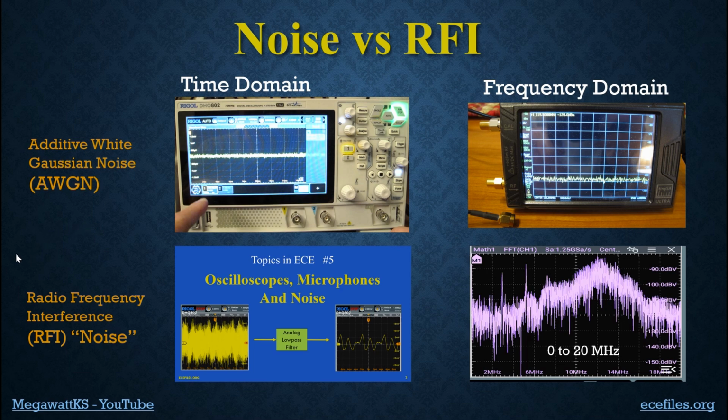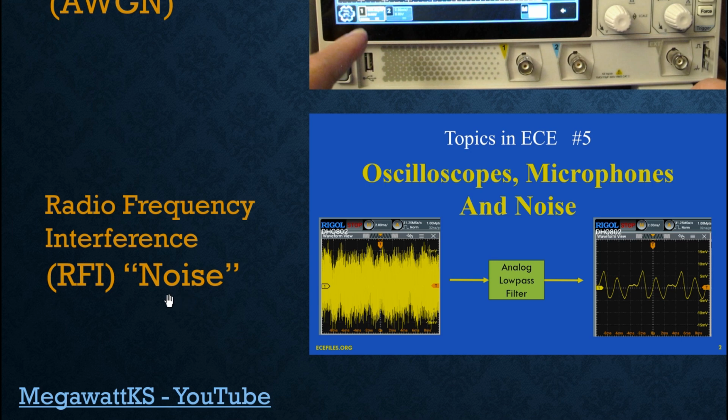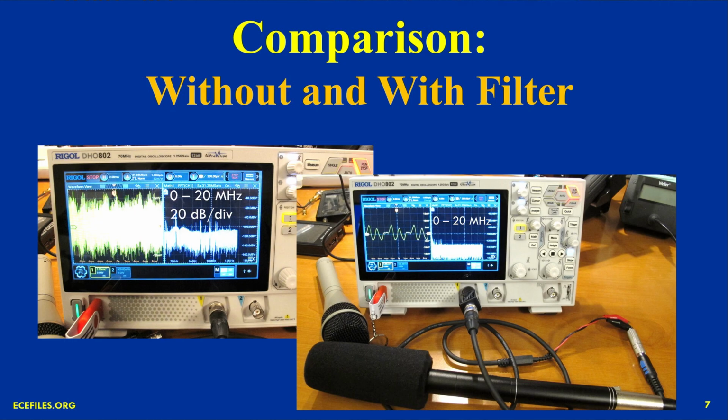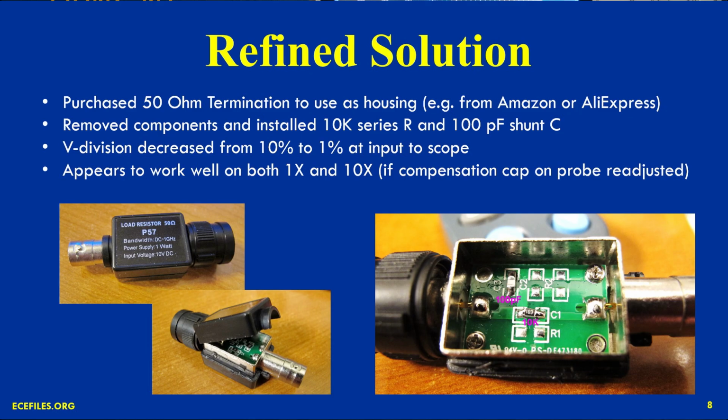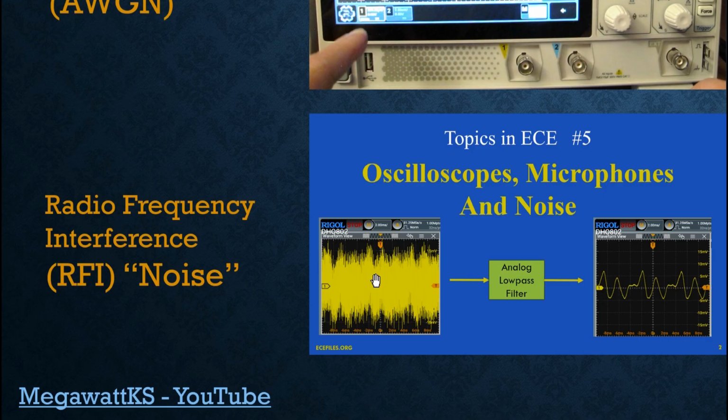Meanwhile, what about RFI? Well, it's a form of noise in the sense we don't want it, but it's different than AWGN. So here's a time domain waveform that I took with a microphone hooked up to the input of the scope. I was looking at how to get the audio waveforms when I sang into the microphone, and I couldn't get them because there was so much noise. But in this episode, if you want to take a look at it, we talk about how you can put a simple low-pass filter to get rid of most of this noise and reveal the audio waveform. So this is me saying some vowel sound.